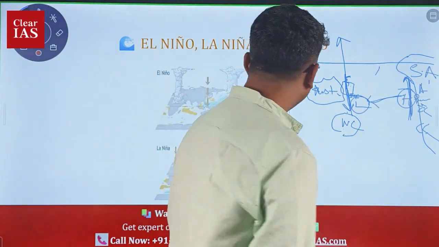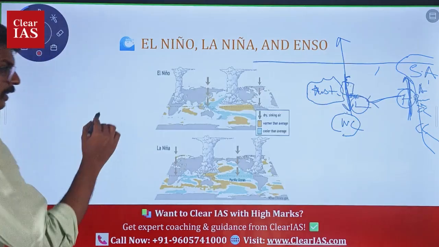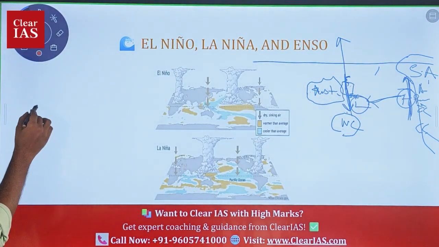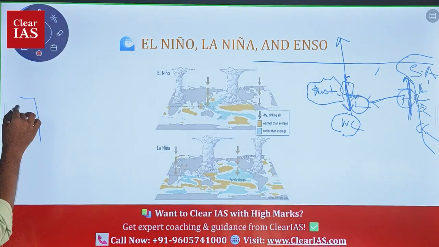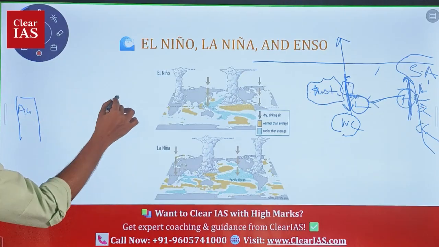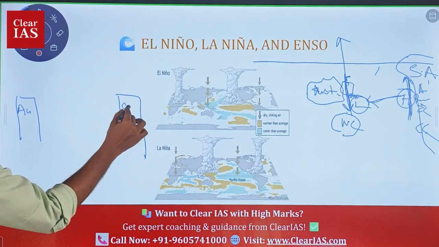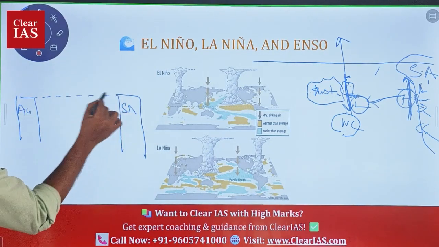Okay. Now I'm going to show this diagram here again, but at a different angle for you to understand. This is Australia, and this is South America, and this is the ocean level water.